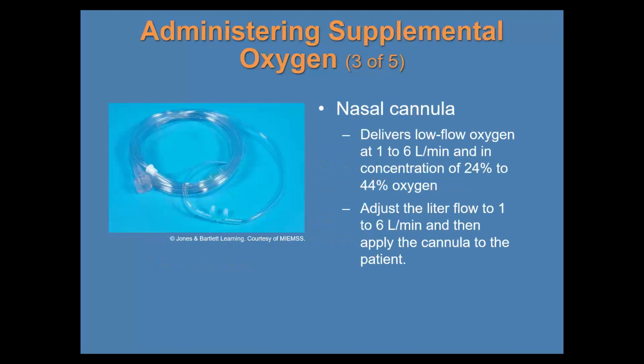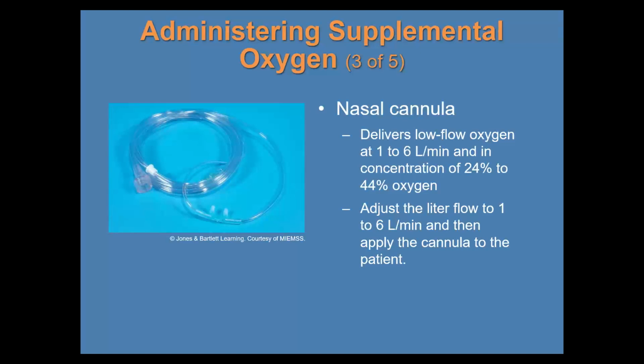So that's a picture of the nasal cannula. Again, 1 to 6 liters per minute. About 24 to 44% oxygen, it just depends on what type of nasal cannula you have. But they are again a good supplemental oxygen source.